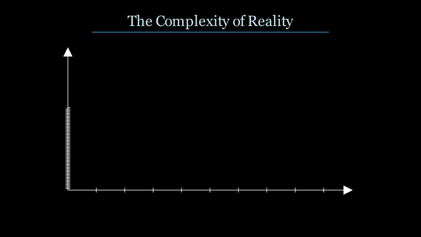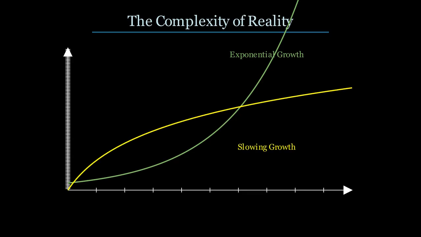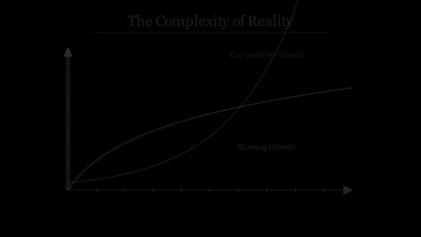Most systems are nonlinear. This means the relationship between cause and effect is not constant. In a nonlinear system, doubling the input could result in quadrupling the output, exponential growth. Or, more commonly in physical systems, it could result in a much smaller increase than expected. This leads us to the heart of our topic.